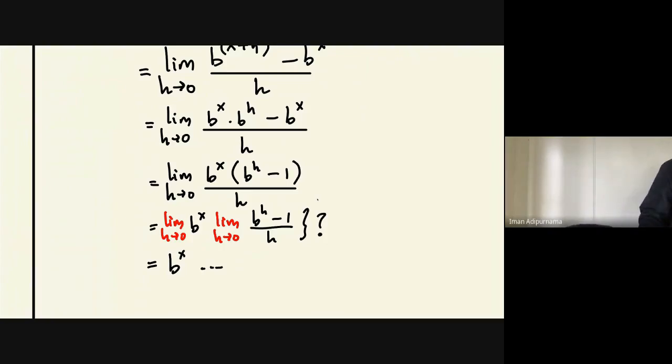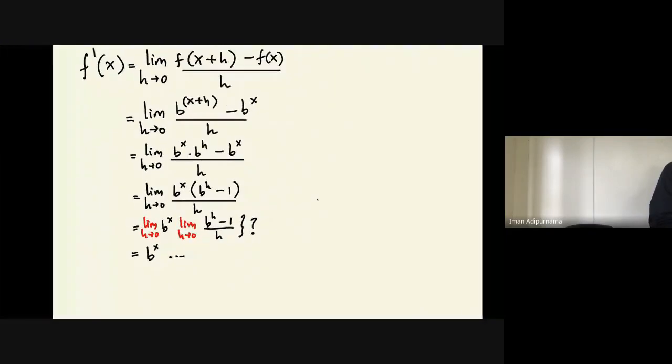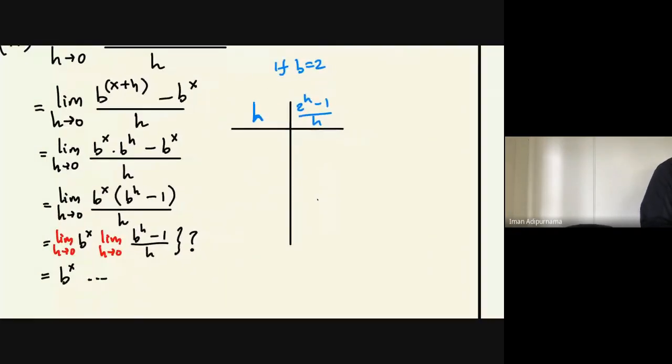So to get the idea of what this is, let me draw a table. This is for h. To know what is happening in this limit form, let's just say b is 2, then this becomes 2 to the h minus 1 over h, to get a sense of the form.